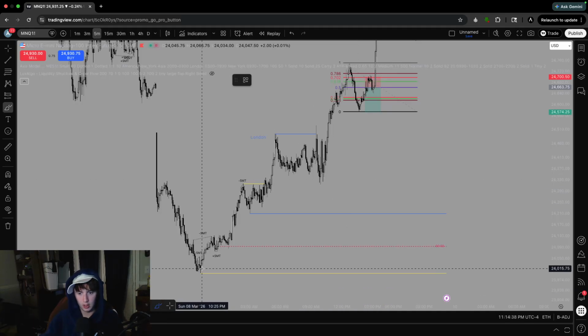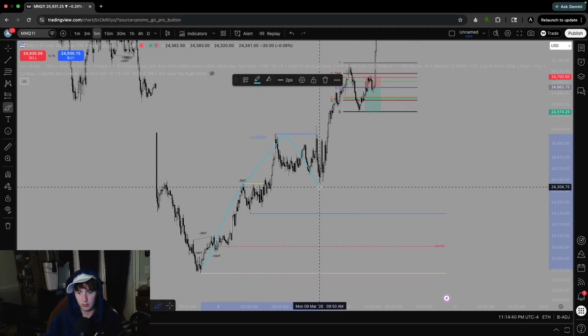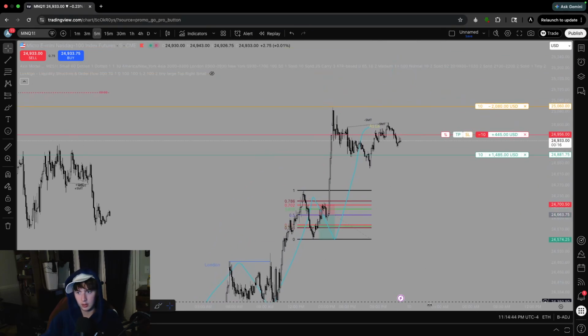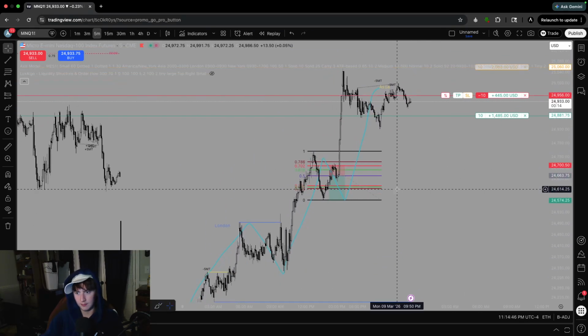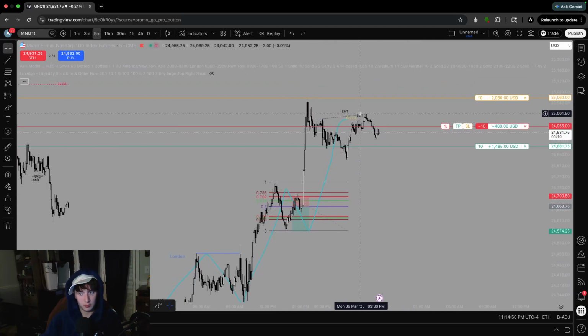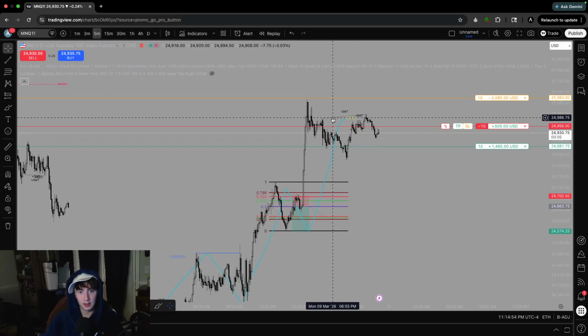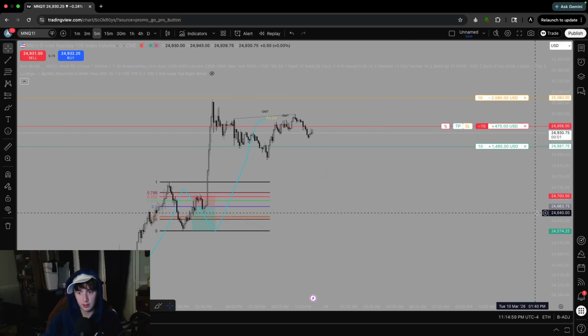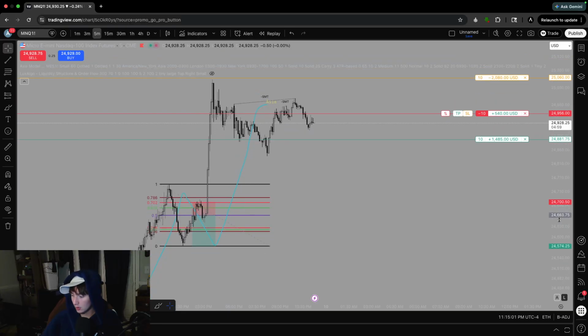Okay, we got here, boom, boom, goes up, comes down, goes back up again. Although this is a lower low, this is a lower high right here, so this might be an SMT. You see that big old SMT right there?